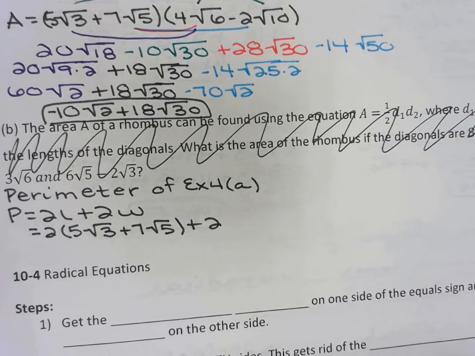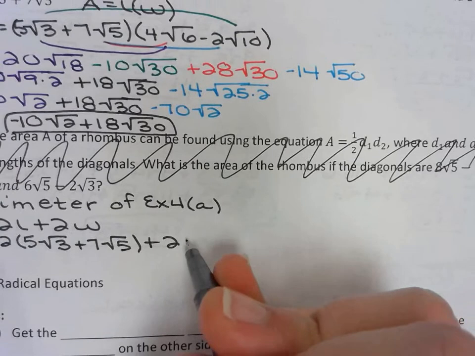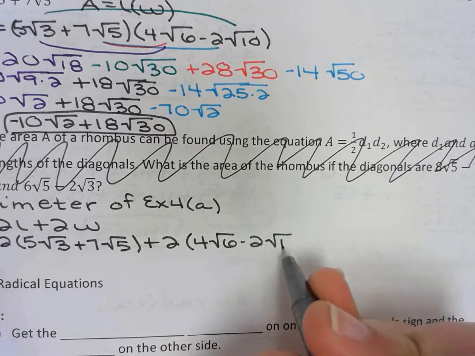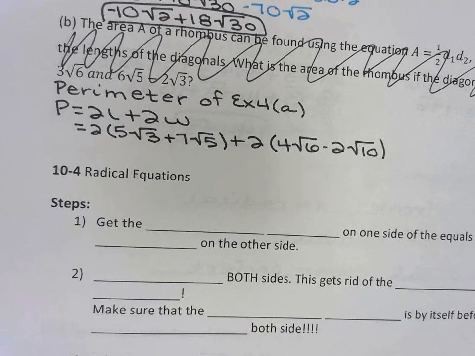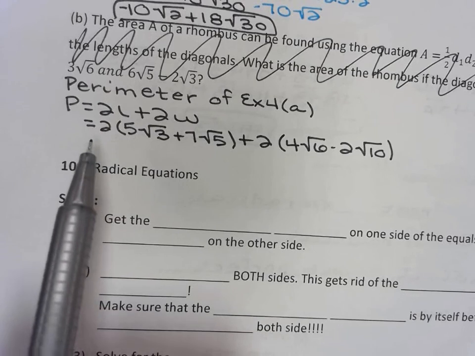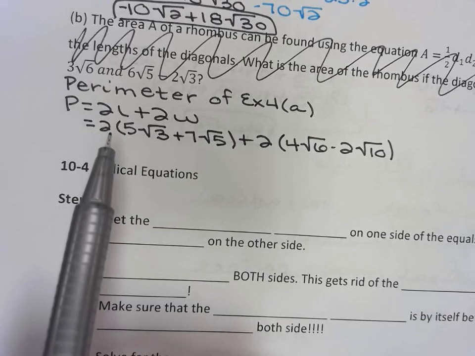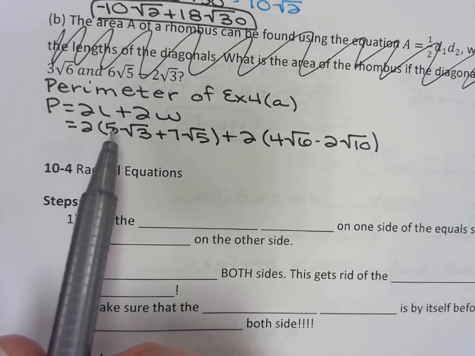And as I go back up here and look, the width is 4 square root of 6 minus 2 square root of 10. So it's going to be 2 times 4 square root of 6 minus 2 square root of 10. Now if I look here, we don't have to FOIL because I just have a monomial out in front of the parentheses. So I'm just going to take my 2, that's my monomial, and I'm going to distribute it. So this 2 is technically outside the radical. Even though you don't see a radical, it's just no radical there. That 2 is still a number outside the radical. So when we multiply, we have to multiply it by the other numbers that are outside the radical.